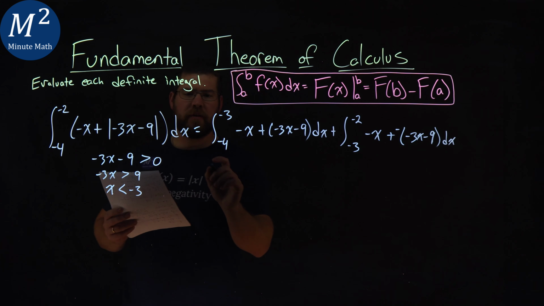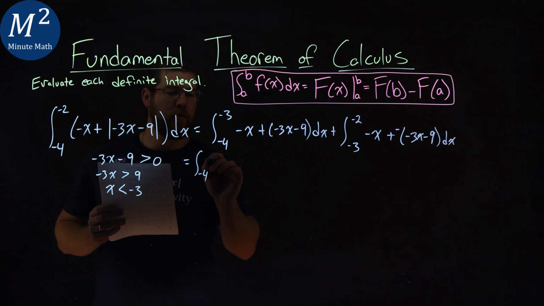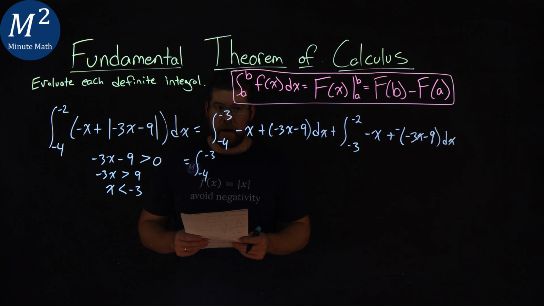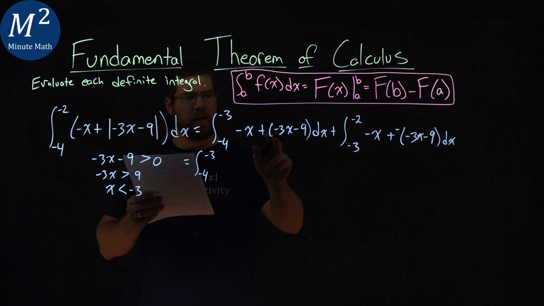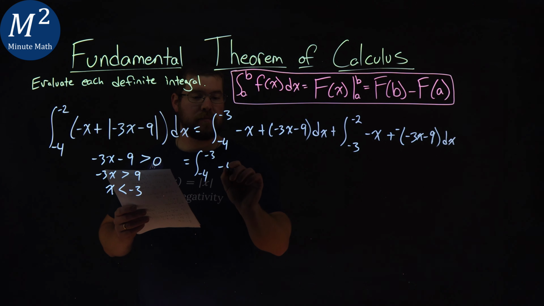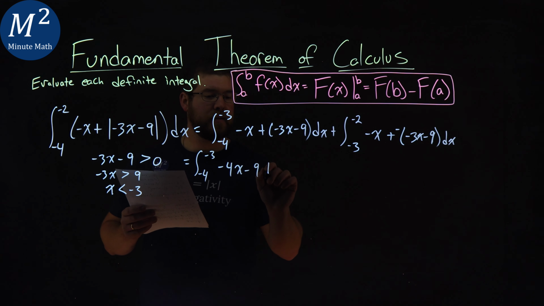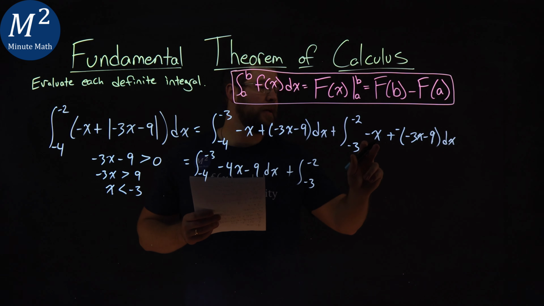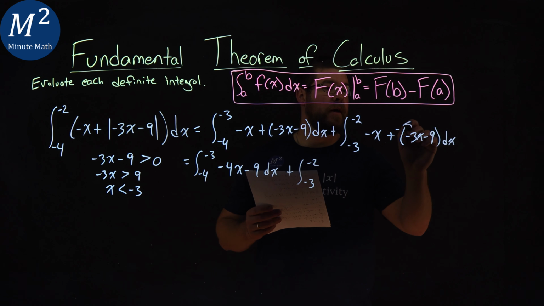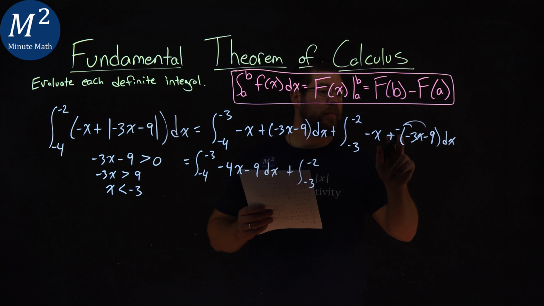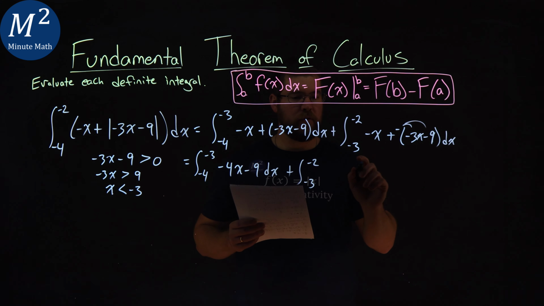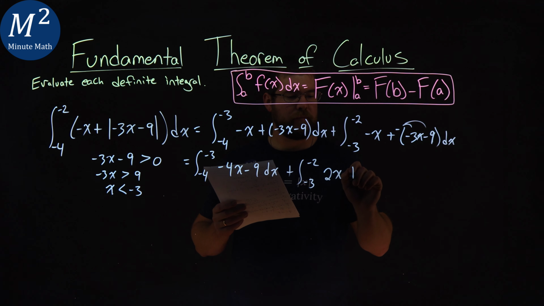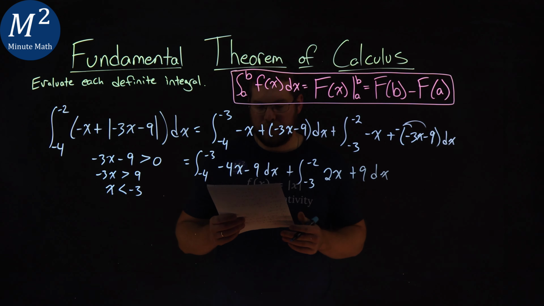Well, first let's simplify this a little bit. Negative 4 to negative 3, negative x minus 3x minus 9. Negative x minus 3x is a negative 4x minus 9 dx. Plus the integral from negative 3 to negative 2. Same thing here, but we'll distribute that minus sign across. Negative x plus 3x is a positive 2x. And then we have plus 9 dx. Be careful with your negatives here.